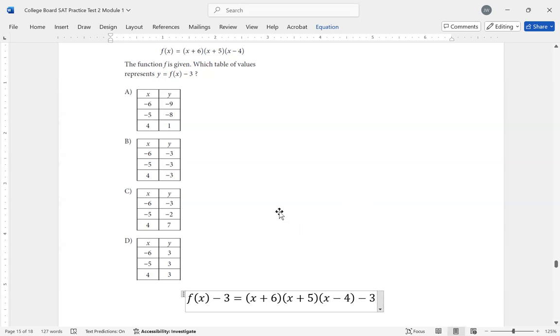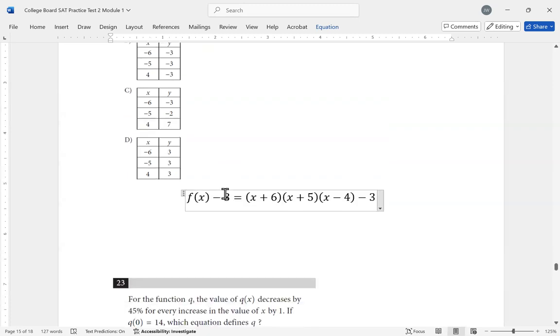Now here's the interesting thing. The x values that we're always inputting into these tables are always -6, -5, and 4. Notice that when you plug in a -6, this part turns into a 0. The x plus 6 turns into a 0. And so what's happening is f of -6 minus 3 is turning into 0 times two other numbers, minus 3.